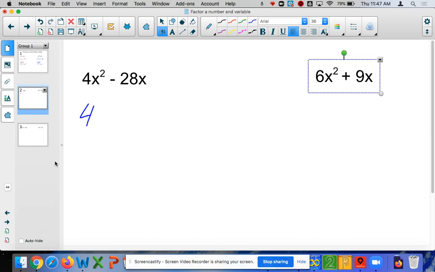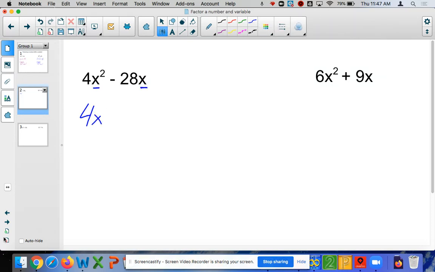Now, both of these have an x. Here I've got 2 x's. Here I've got 1. So I can factor out an x as well. So I'm going to start building my parentheses. And I ask myself, 4x times what gets you 4x squared? 4 times what gets you 4, and it's 1. You can put this 1 there if you want. It's not necessary though.